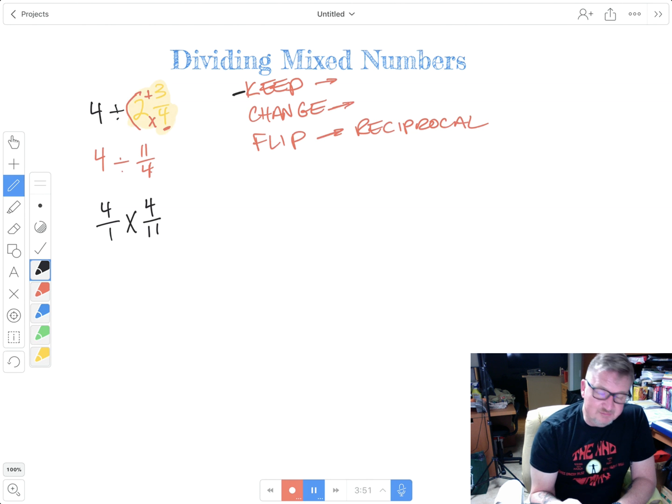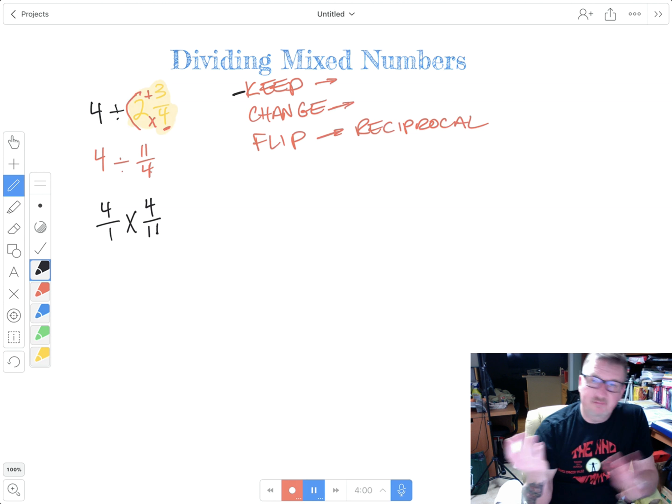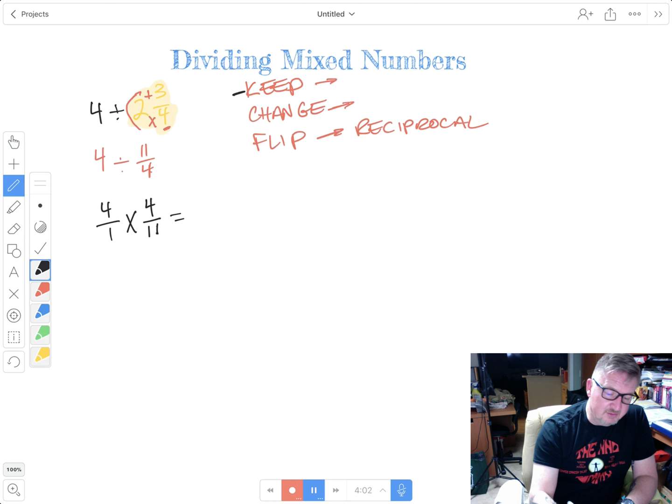First, I want to see if I can simplify anything. I can't simplify the 4 over 1. I can't simplify the 4 over 11 here, and I can't simplify the 4 with the 1 out there. So there's not much I can do. I have 16 over 11, all right, because I multiplied 4 times 4, and I multiplied 1 times 11. I got 16 over 11.